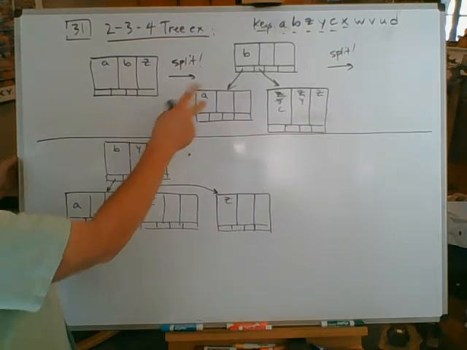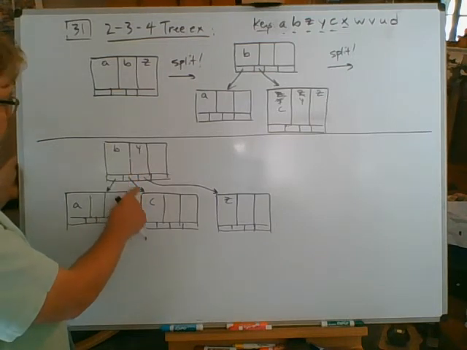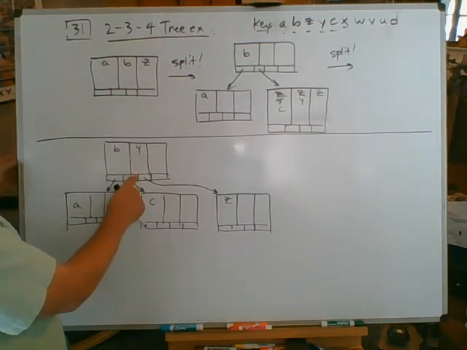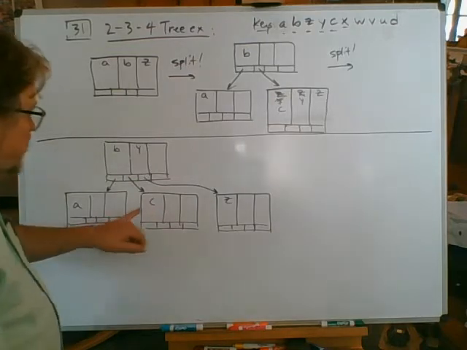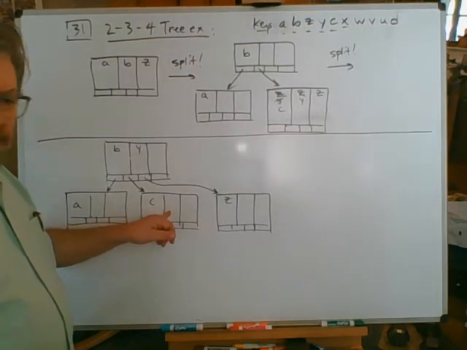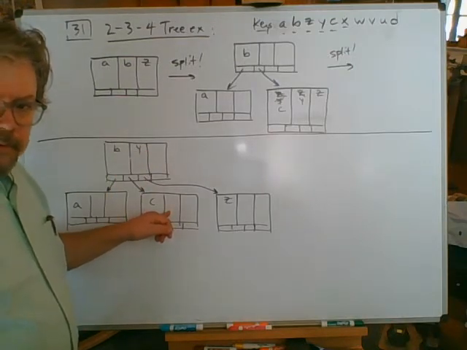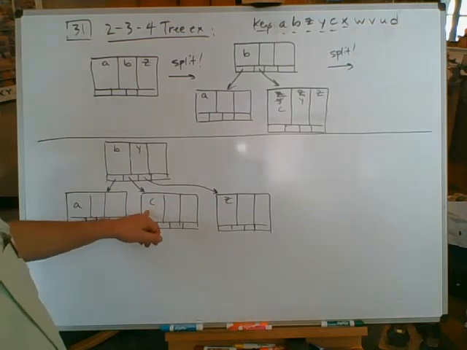Between B and Y, because X falls between those two, I have to check and see if there's an internal child here. In fact, there is. X is between B and Y. So I follow this and look at this one. First, I check and see if it needs to split. If it needs to split, then I'm going to have to do some shuffling in the root node before I go any further down the tree. But it's not full, thank goodness.